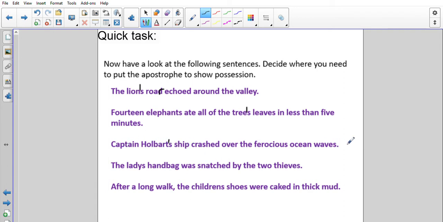The lady's handbag was snatched by the 2 thieves. Okay, the handbag belonged to the lady. After a long walk, the children's shoes were caked in thick mud. The shoes belong to the children. So the apostrophe goes in the word that shows who owns it. Well done if you got all of those right.